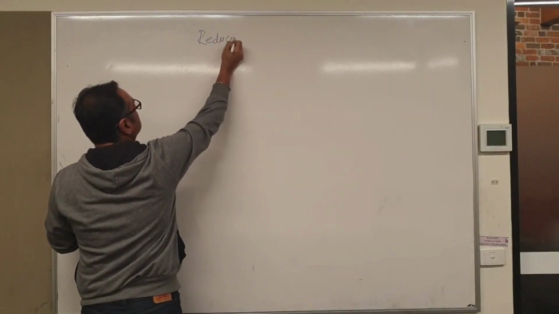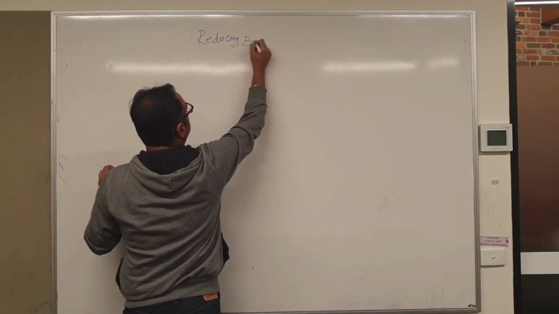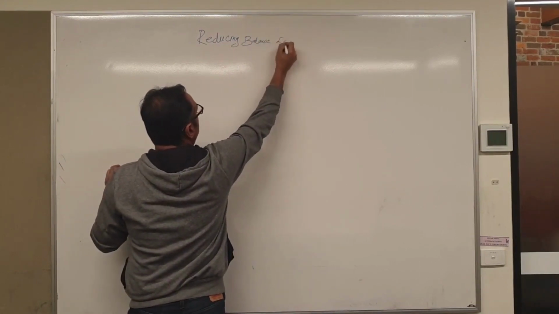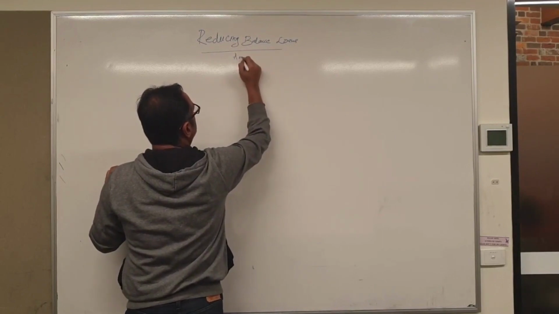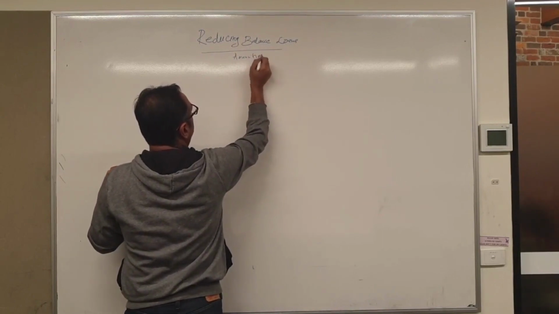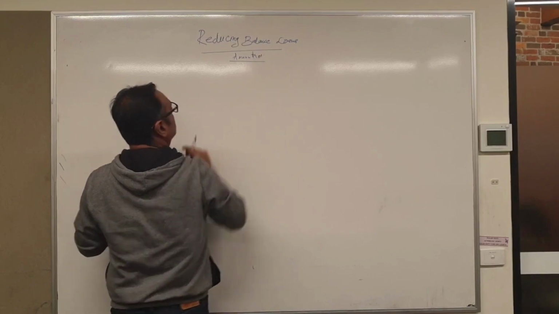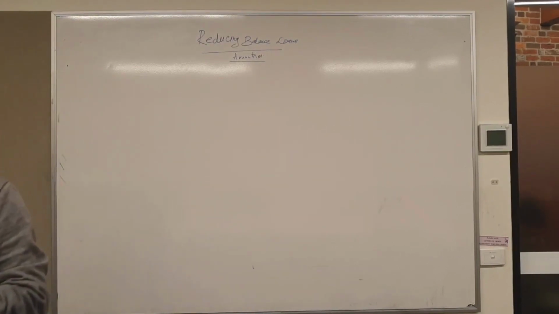Study today something called reducing balance loans, and I will also cover annuities. Let's take an example here.